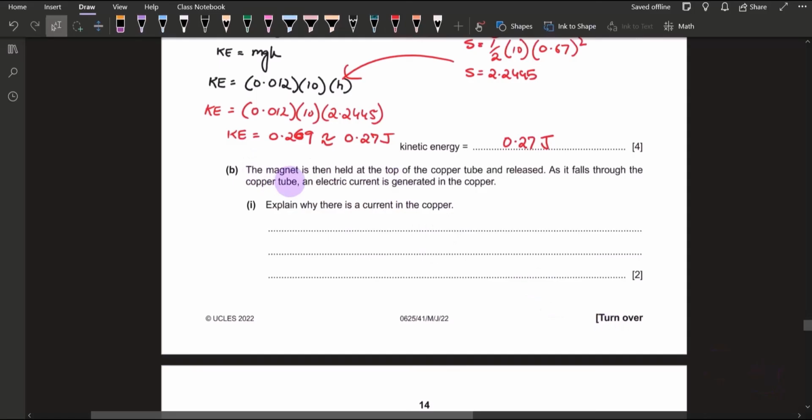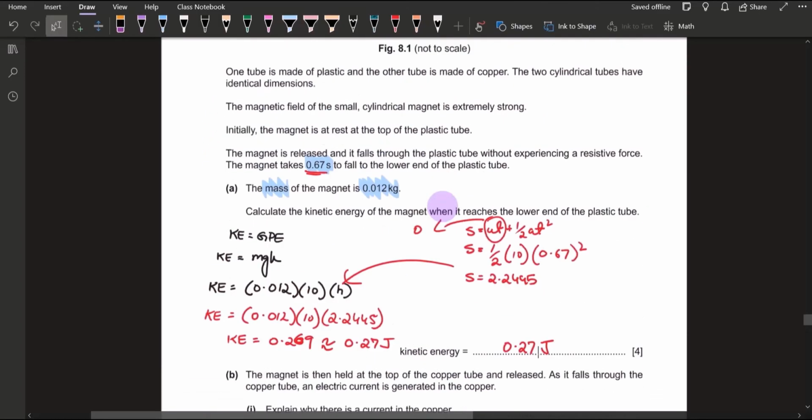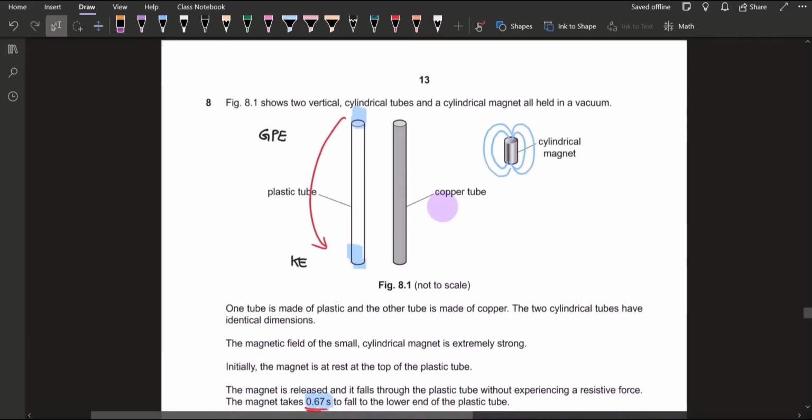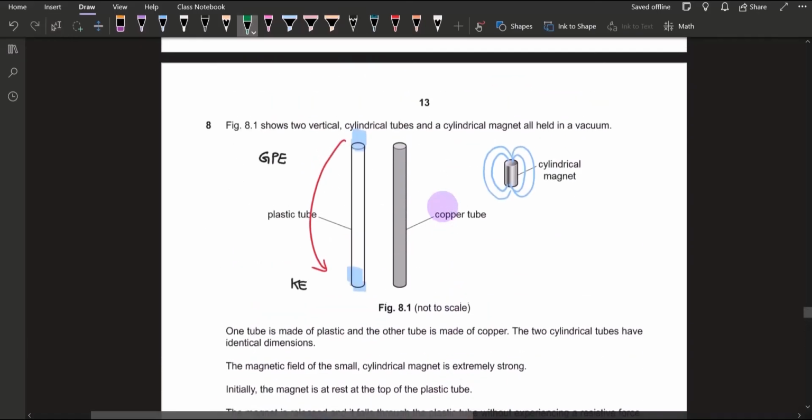Part B says that the magnet is then held at the top of the copper tube and released. As it falls through the copper tube, an electric current is generated in the copper. Explain why there is a current in the copper. Now there are two fields. The first field is the magnetic field of the magnet, and the copper tube has its own field surrounding it.